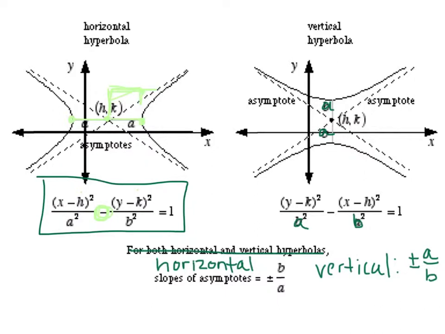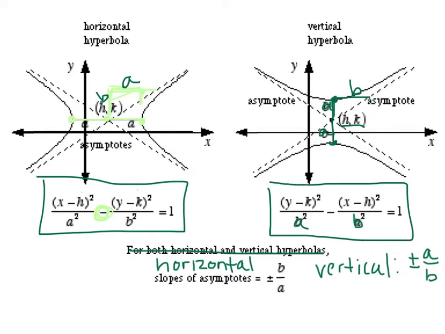All right, and then our vertical hyperbola, it's the same thing. a is your distance to your vertex. (h, k) is your center. And then your asymptote on the vertical, you're going to rise a and you'll run b. So that's b over a. It just depends on whether it's a vertical or a horizontal. So your equation is (y minus k) squared over a squared minus (x minus h) squared over b squared equals 1.